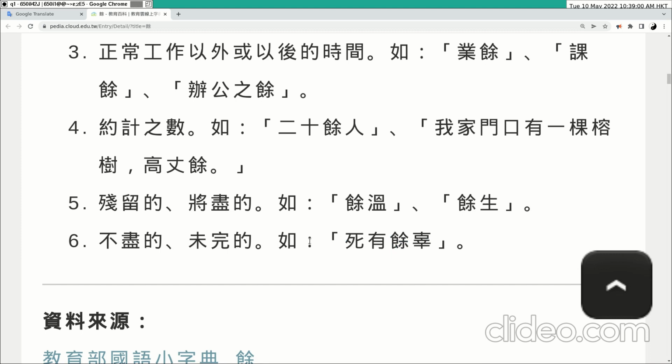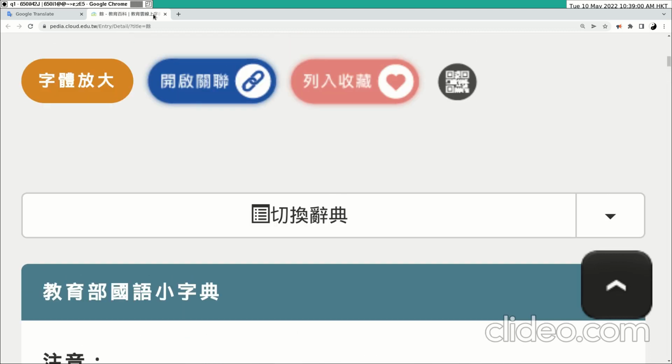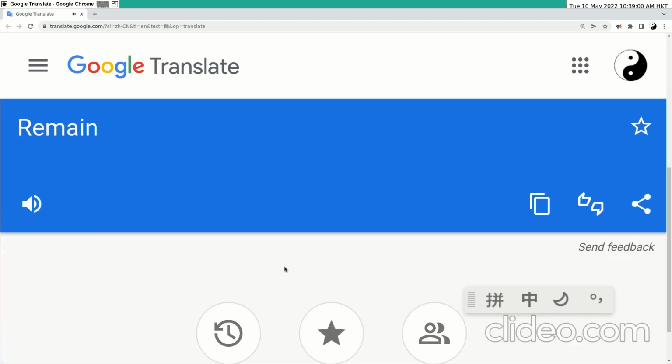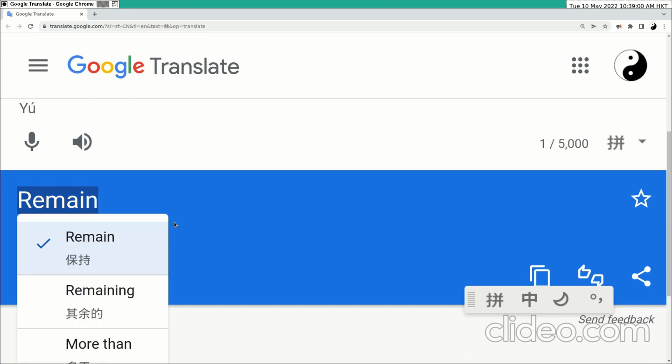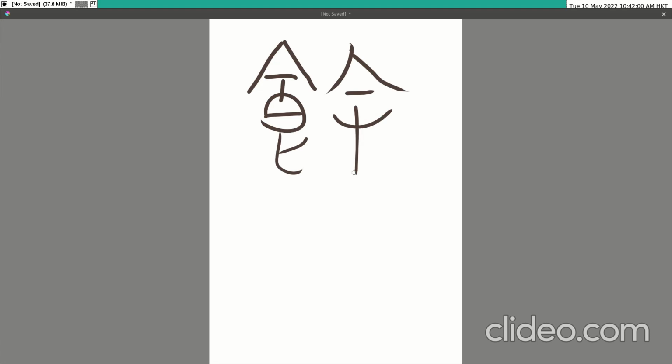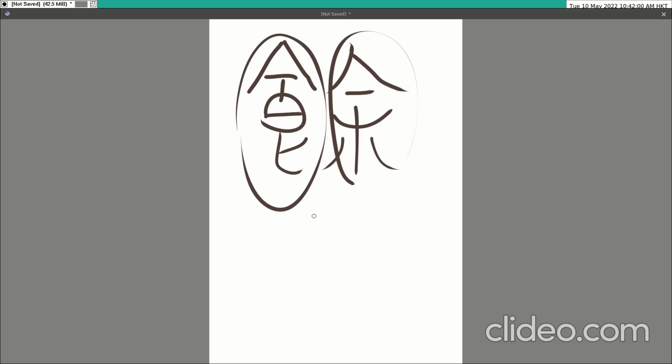Google Translate. Yu. Unfortunately, only one meaning remained, but it's more than that. Start like this. That part means the foot and there's something over, and now we come to the standard form.